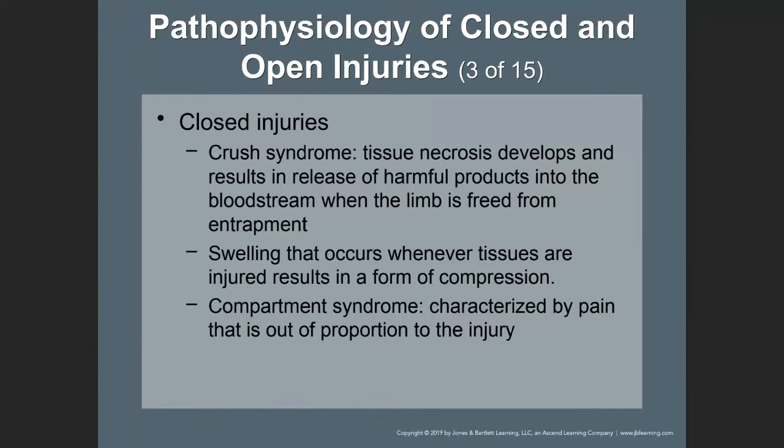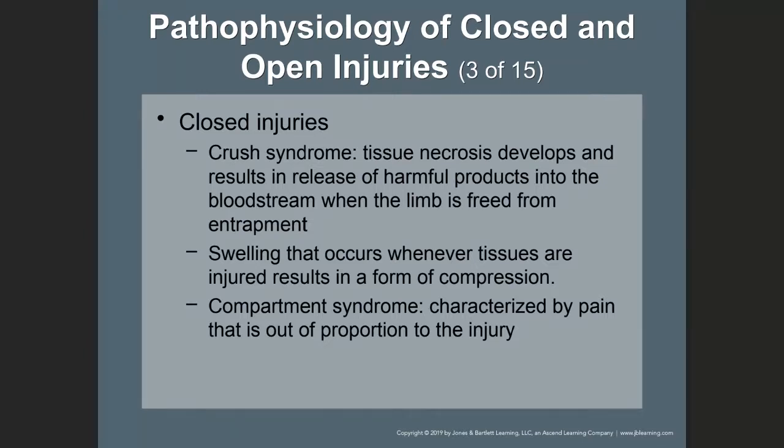Closed injuries, crush syndrome. Tissue necrosis develops and results in release of harmful products into the bloodstream when the limb is freed from entrapment. So if a limb is trapped for 4 hours or more, the tissue can break down and die, and this results in crush syndrome. The limb cannot just be released because it's going to release all of those toxins into the bloodstream, which can cause serious complications for the patient.